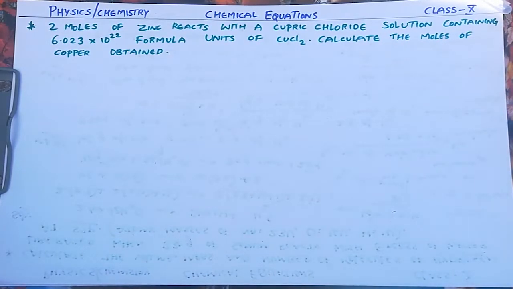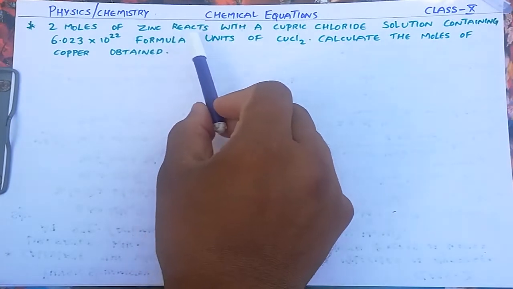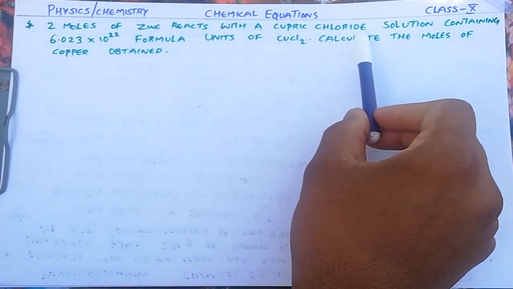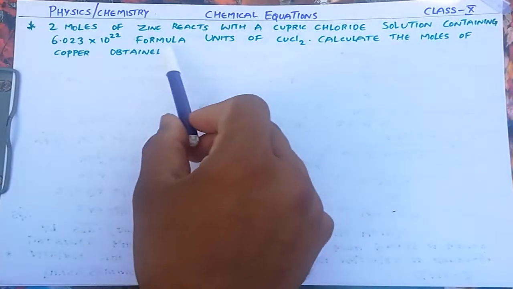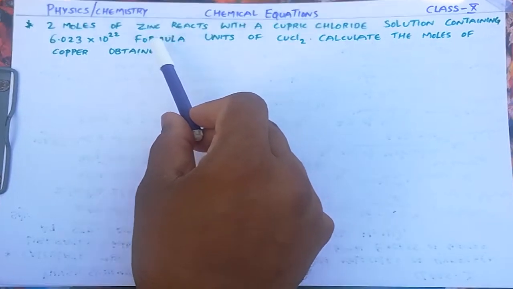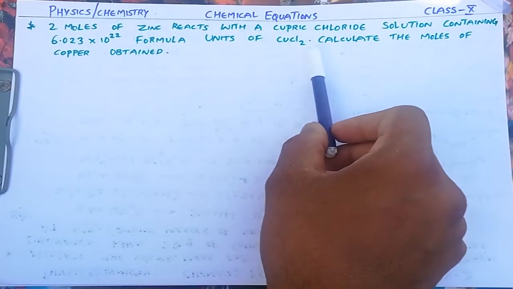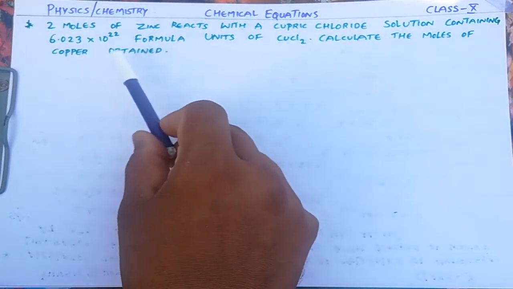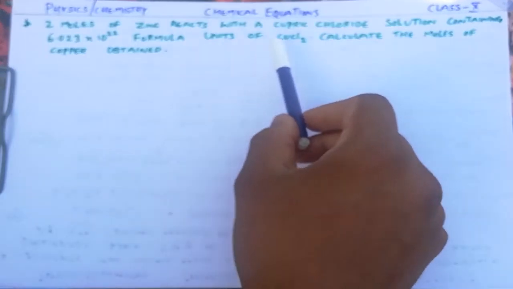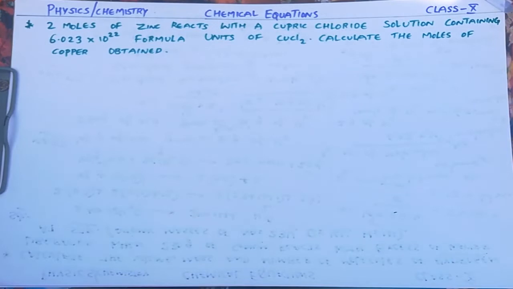Here I am taking one more example. 2 moles question. 2 moles of zinc Zn reacts with a cupric chloride solution containing 6.023 into 10 to the power of 22 formula units of CuCl2 cupric chloride. Calculate the moles of the copper obtained. So moles, asking to calculate the moles.